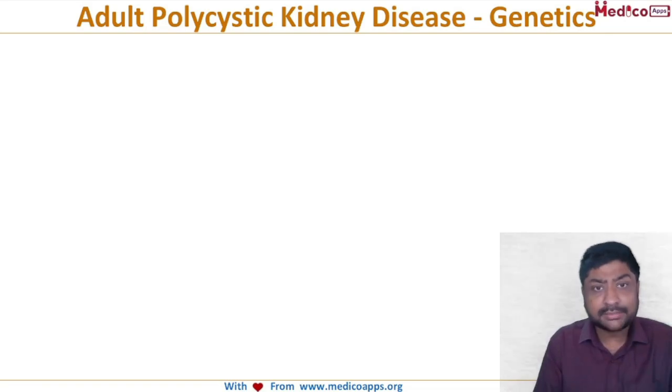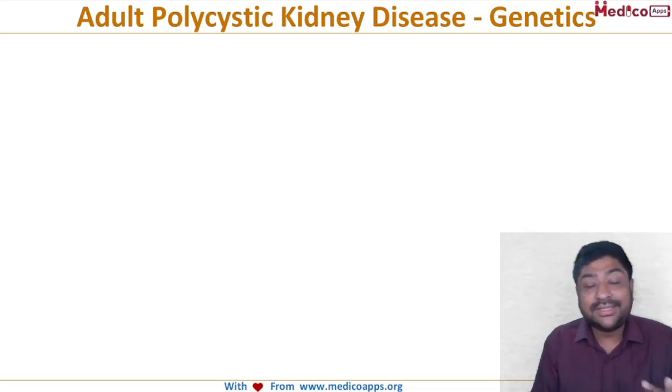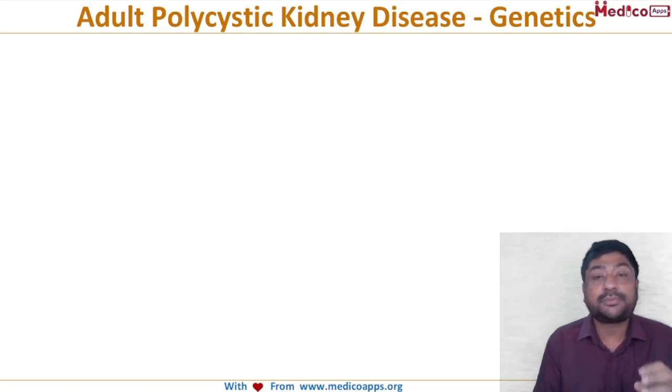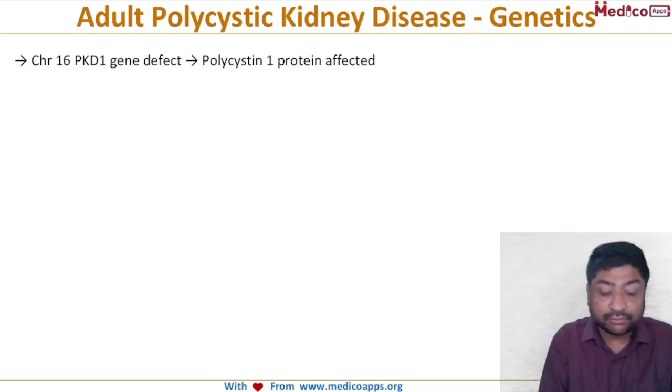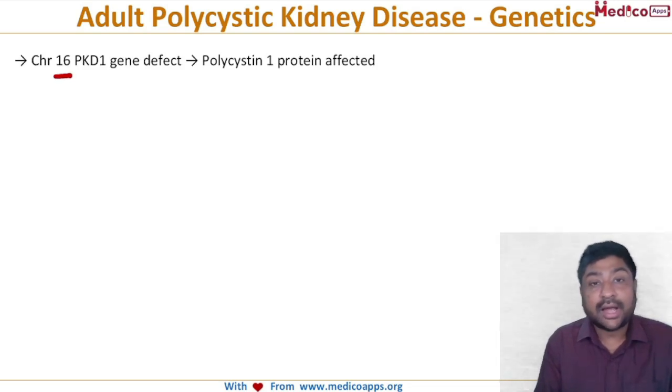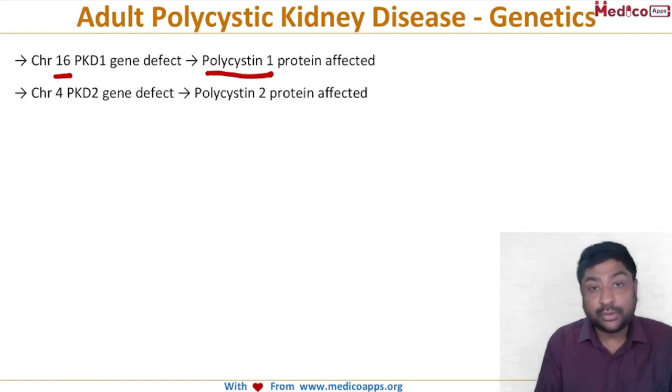Let's look at the genetics part of it. There are two genes involved which are defective: polycystin 1 and polycystin 2. You have to remember that polycystin 1 is on chromosome 16, the PKD1 gene, and because of that there is a defective polycystin 1. When we talk about polycystin 2, it is present on chromosome 4. Both positions have been asked in the examination.